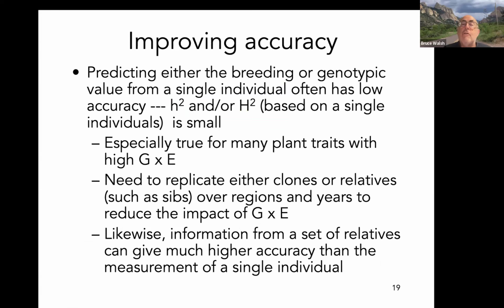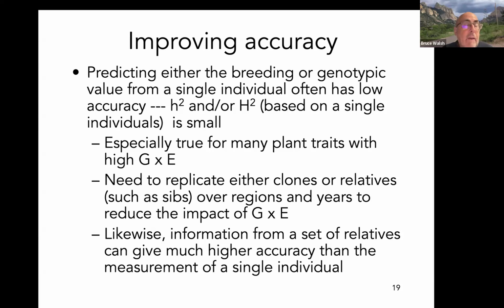So some immediate questions are, how can I improve accuracy? Single individuals, especially in plant situations, have pretty low accuracies. If I pick a single individual, their narrow sense heritability may have a lot of environmental noise. Or if I pick a single clone, that is, I don't replicate, H squared can be pretty small. So how can I improve accuracy?